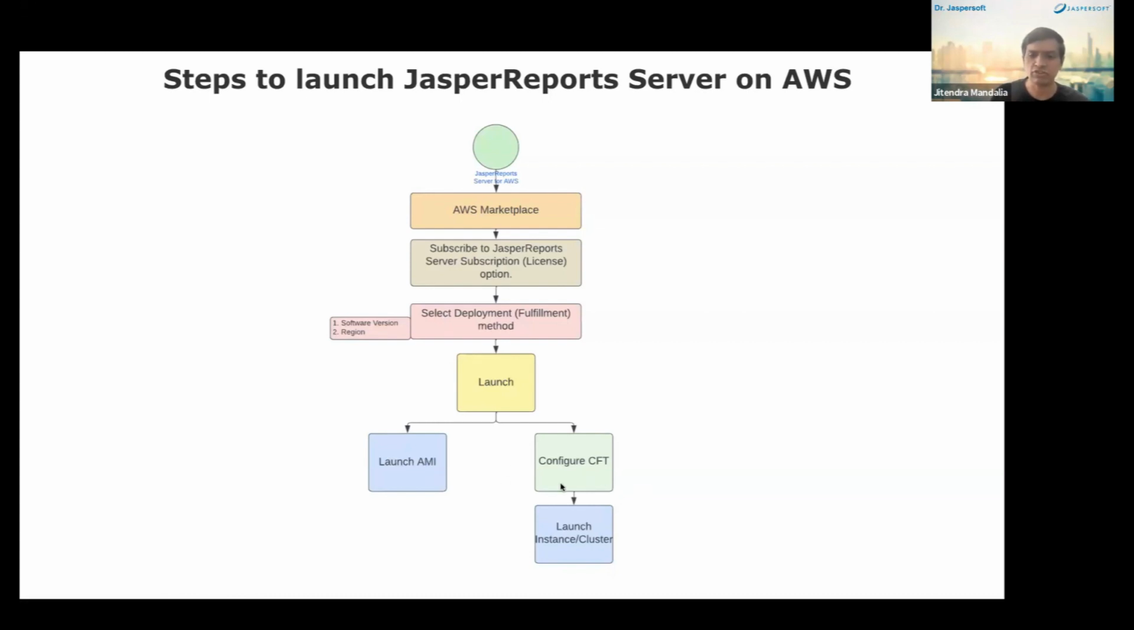And then we launch. If it is through CFT, we always need to provide various parameters as part of the CloudFormation template. I mean, the AMI, the Amazon Machine Image, also requires certain parameters, but the configuration of CFT is a little different. And once we configure that, then we actually launch the instance or set of instances or cluster, as CFT eventually supports both.